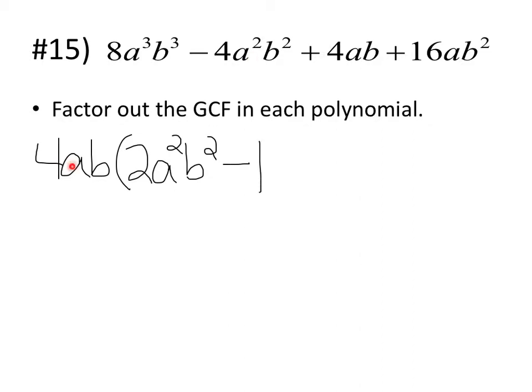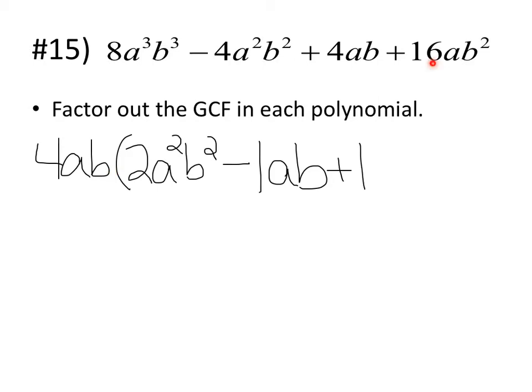A squared divided by a is just a. Or you could say, there were 2 a's, I took 1 a, now I've got 1 left. There were 2 b's, I took 1 b, now there's 1 b left. Okay, 4 divided by 4 is 1, so plus 1. There was 1 a, I took 1 a, so there's none left. There was 1 b, I took 1 b, so there's none left, so we just have a plus 1 there.